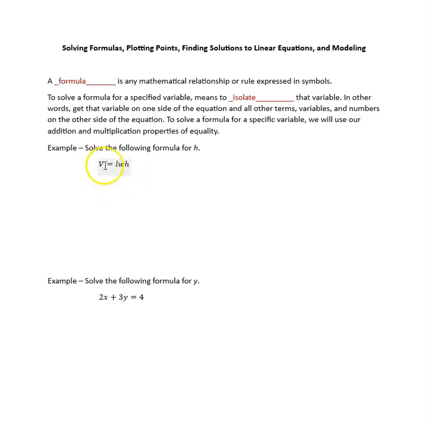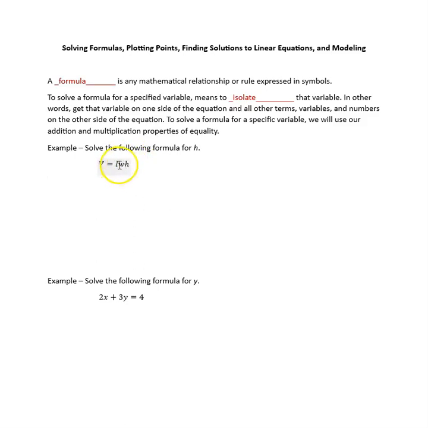So if we look here at our first example, we have V equals LWH. Remember that when variables are sitting side by side, that simply means multiplication. So the only term that contains the variable we're solving for is the LWH on the right, and it's already been isolated from all other terms, which in this case is just the V on the left. So we don't have to worry about the addition property of equality in this case. However, we do still need to isolate the variable H.